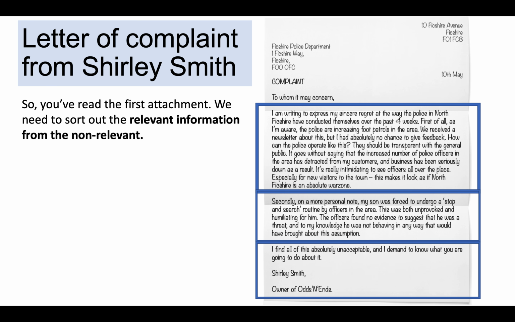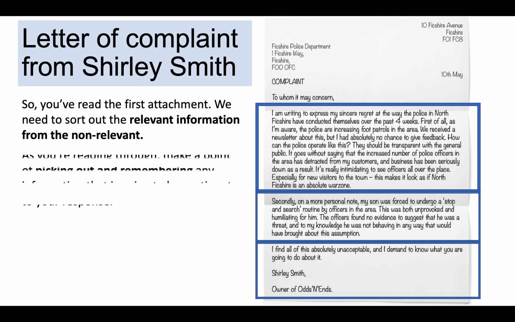So, you've read the first attachment. We need to sort out the relevant information from the non-relevant. So what I mean by that, if we look at the letter from Shirley Smith, some of the information is useless to us in creating a written report. So we need to look at it and think, which aspects of her complaint do we need to respond to?